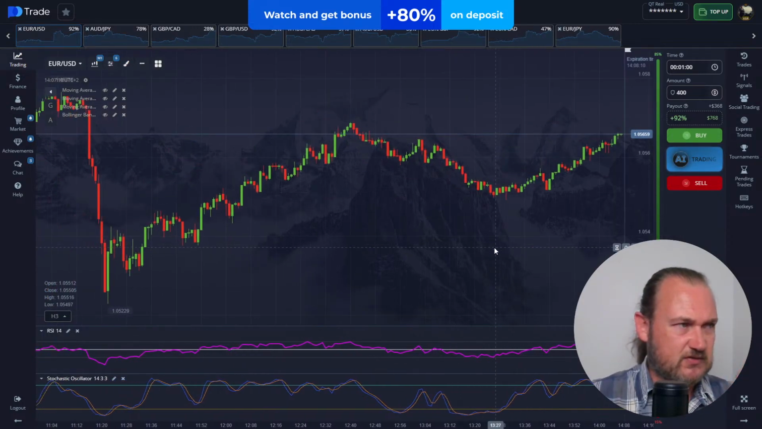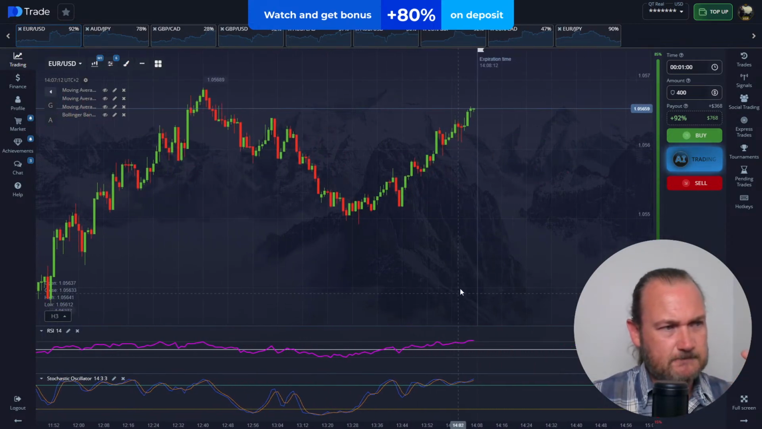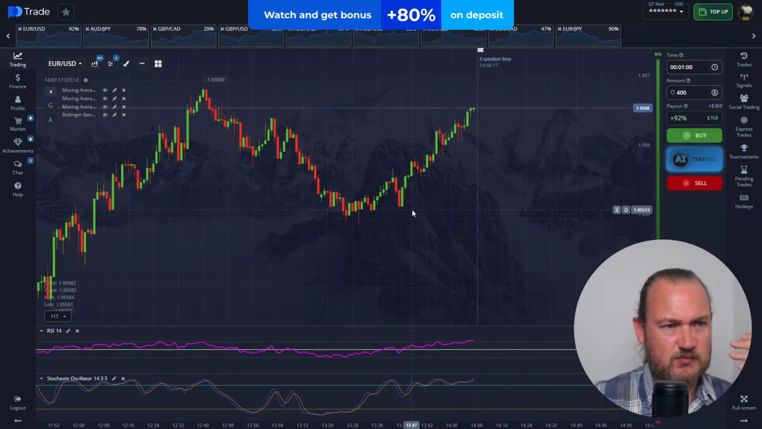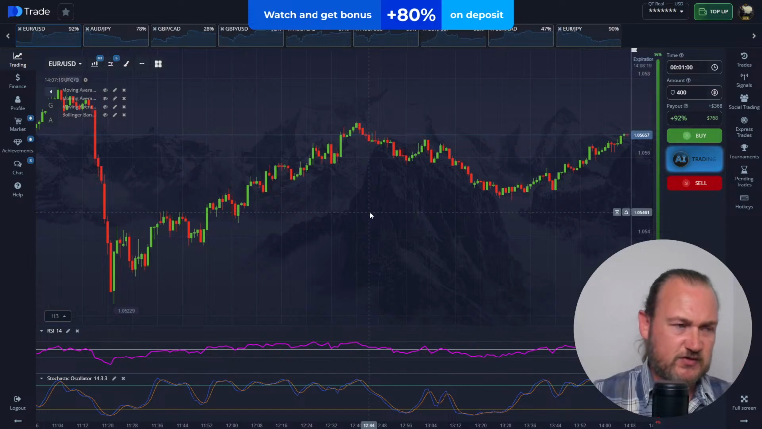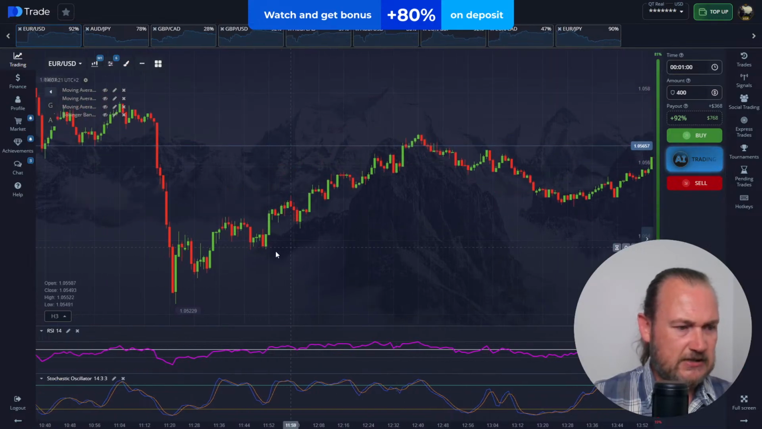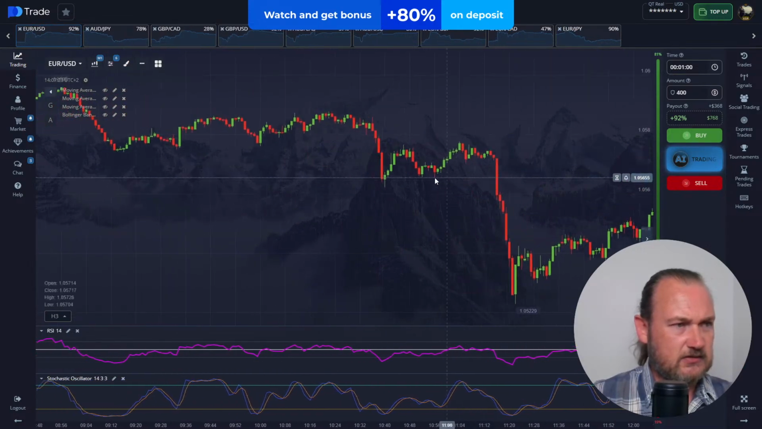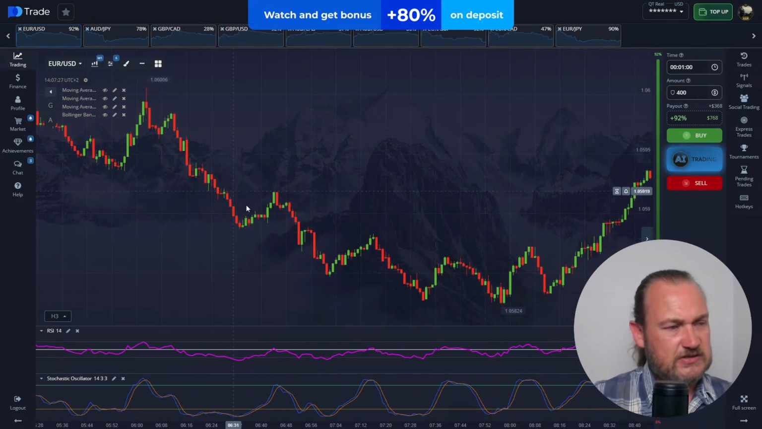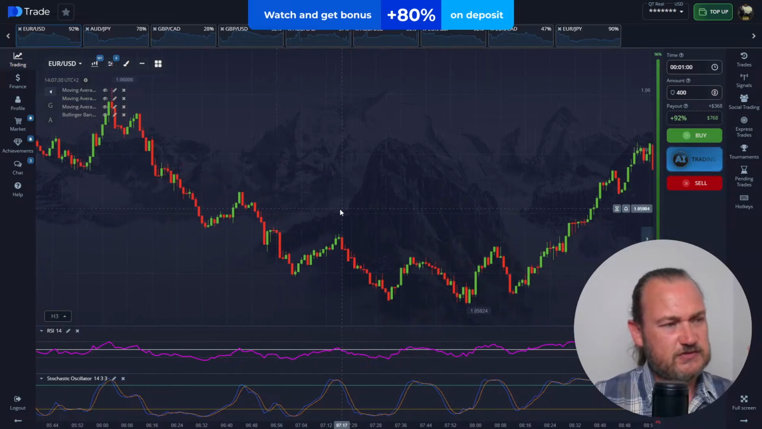So let's have a look at a few examples. I am on a 1 minute chart currently. Let's see if we can find 1 or 2 examples of divergence. There were quite a few this morning, and let me just scroll back here. Okay, so these were lovely examples.